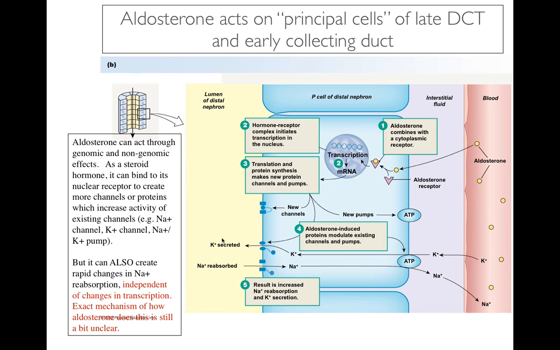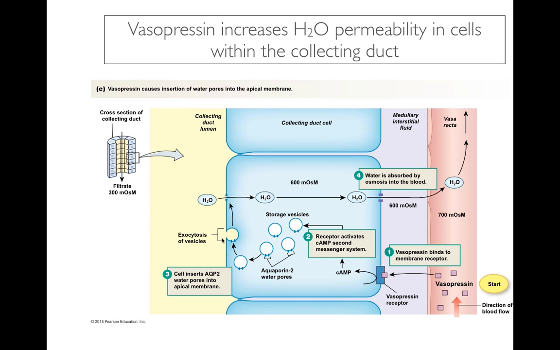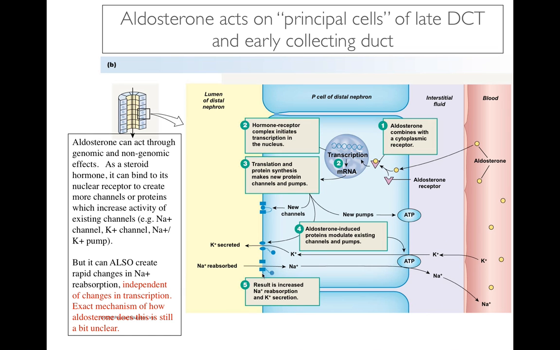So very similar. ADH increases doors or transporters for water. Aldosterone increases doors or transporters for sodium. And what you notice is that aldosterone can also make new sodium-potassium pumps or increase the activity of ones that are already there to force this sodium to get reabsorbed against its gradient.